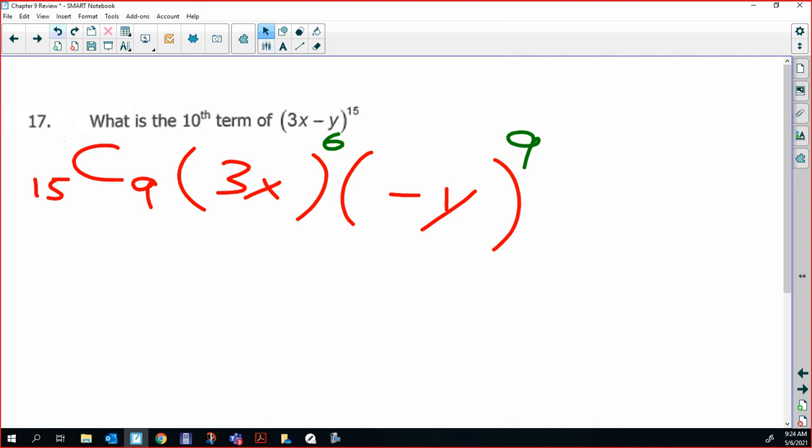So all you need to do is work this out. Now, this nCr thing, you have to know how to get to it. If you have a TI or a Casio, it's slightly different. TIs, you press the math button. Casios, you press the option button.